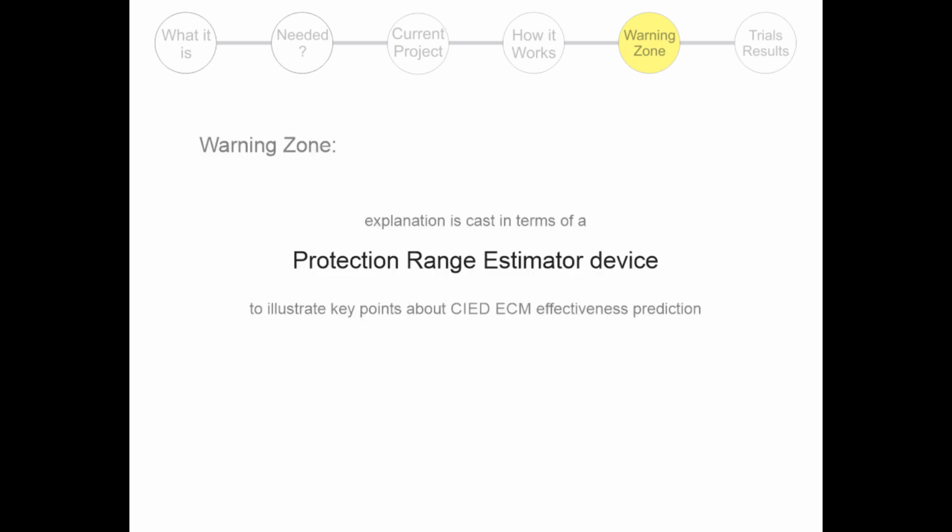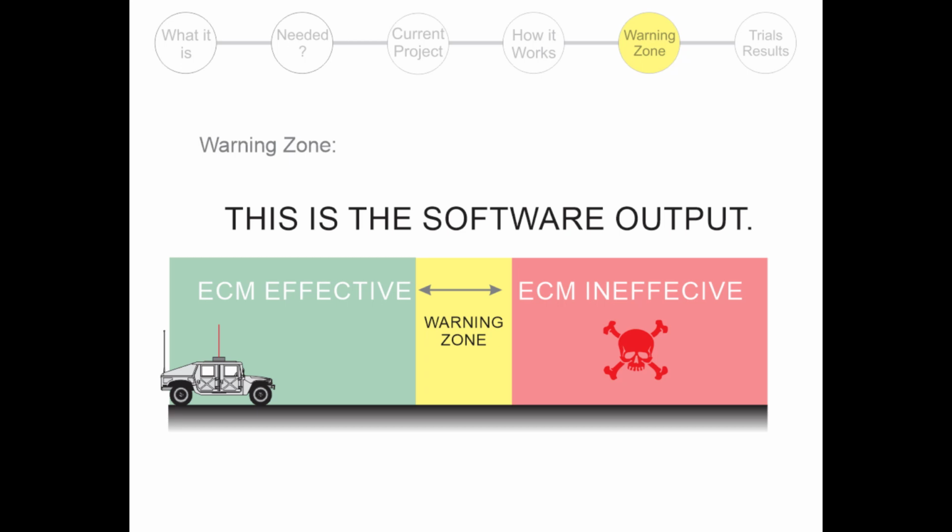And a warning zone is the region, the distance from the ECM transmitter at which the ability of the jammer to prevent the trigger signal from being received by the bomb starts to get a little ratty. It's intermittent. So that's what I mean by the warning zone. And I'm going to cast the explanation in terms of a protection range estimator device, just to illustrate key points about the counter-IED ECM protection effectiveness prediction. Okay, and here's where we're going.